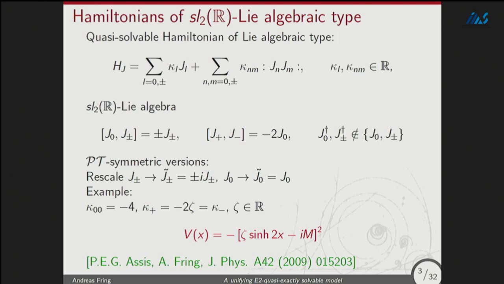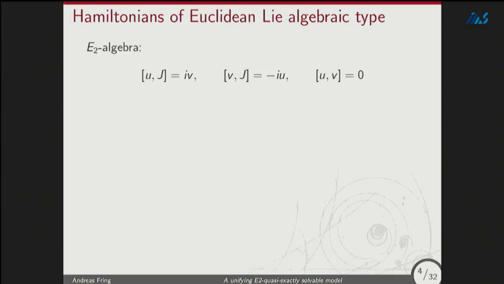As an example here, if you specify some of these constants, some of the very popular and well-known potentials which have been studied pop out. But this is a very general framework, and if you have a very general expression for a similarity transformation, this just pops out as a particular example. This I looked at with a former PhD student quite a while ago, and we understood this very well. This is not what I will be talking about, but there's an analogy now. So now we just do this for the Euclidean algebra.